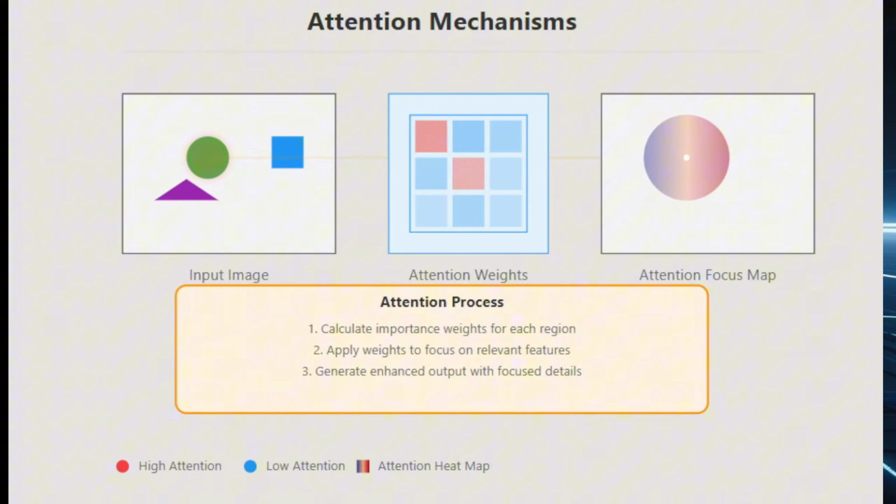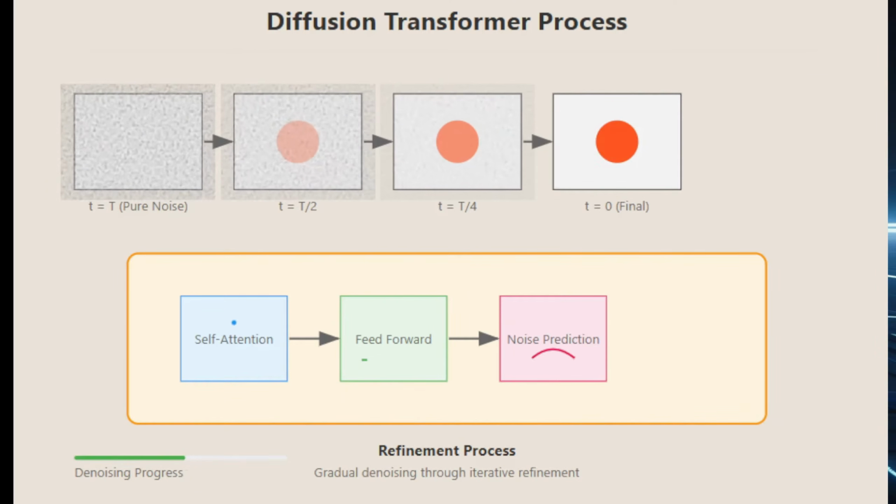Attention mechanisms allow the AI to focus on the most important parts of the image during its generation. It's like an artist paying extra attention to the main subject of a painting, ensuring key details are preserved and enhanced. Diffusion transformers are a newer type of neural network that refines video frames step by step, adding details and motion in a process similar to an artist adding layers of paint to a canvas.